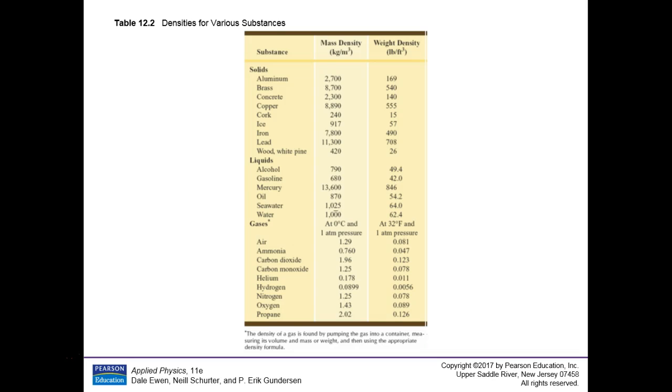Okay, when you get up here to air, you have to specify what pressure you're at. 1 atmosphere of pressure, just about what we normally are. Air is only 1.29 kilograms per cubic meter. Goodness, that's like 0.081 pounds per cubic foot. Really, really small. Ammonia, even lighter than air. Carbon dioxide, quite a bit denser than air. Carbon monoxide, unfortunately, just about the same as air. Okay? Helium, very, very light. Hydrogen's the only thing lighter than helium.